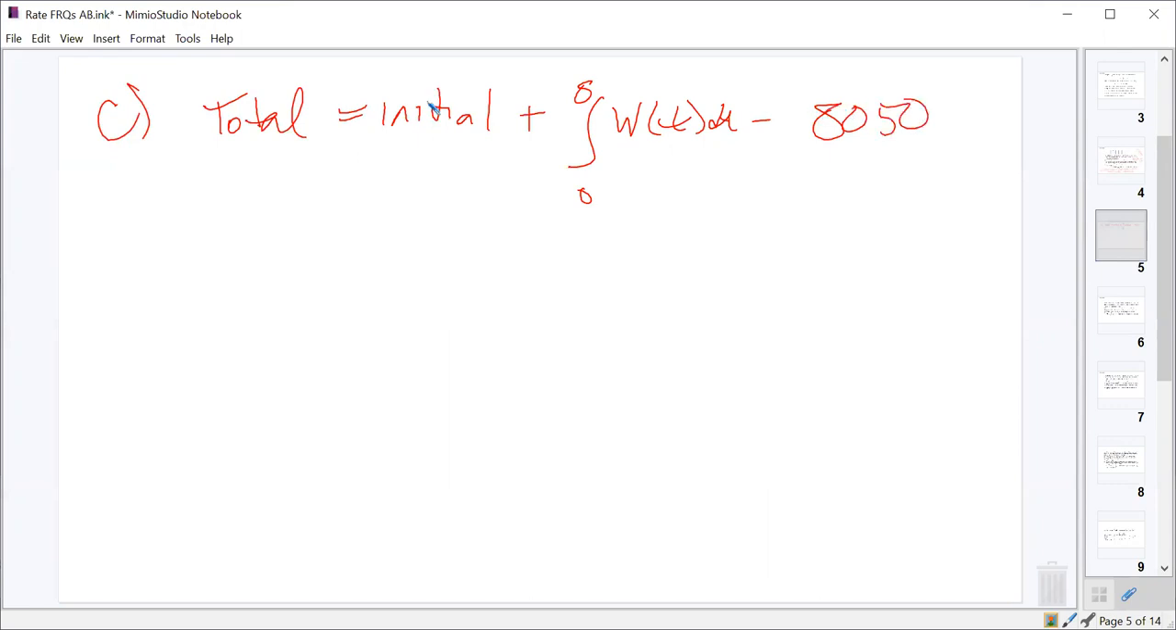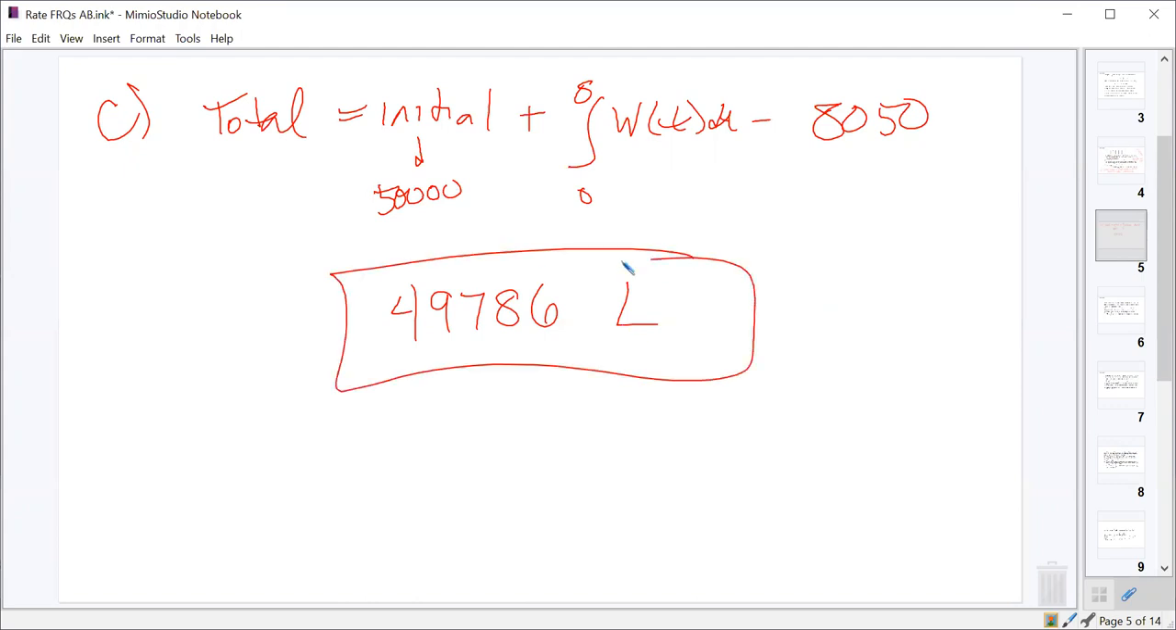What was the initial? 50,000. So what would that come out to be? 49,786 liters. And I did say to round to the nearest liter, right? Specified round to the nearest liter. So no 3 decimals on that. Everybody good there?